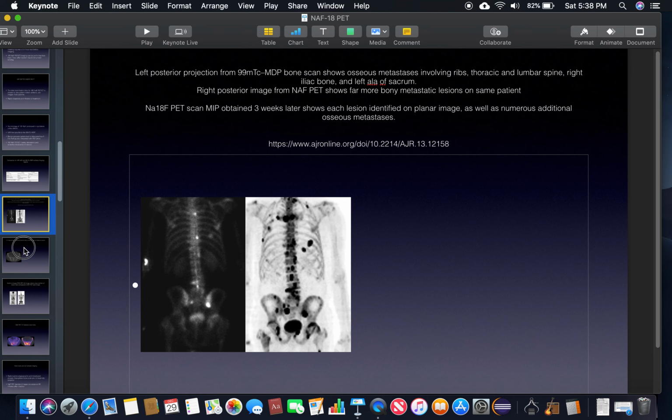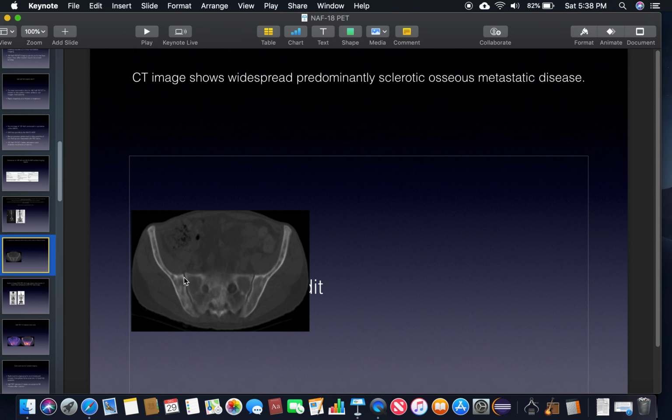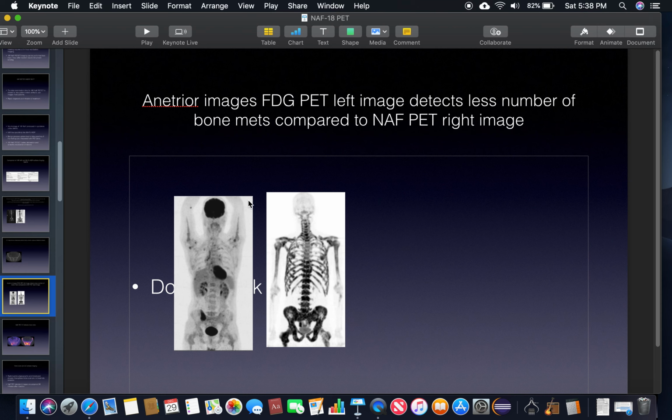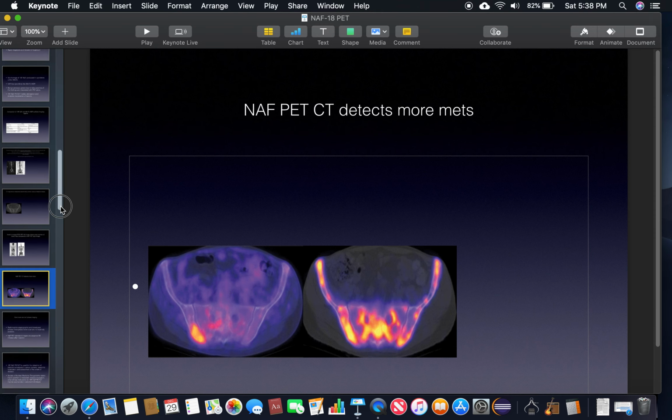Here is an example of a CT scan showing sclerotic bony lesions. And now, if you compare the PET FDG on the left to the NAF PET on the right, you find again there are multiple lesions that can be identified with NAF compared to the FDG PET. This is an illustration of sodium F PET CT, where you can see multiple bony lesions, and so that's an advantage of sodium fluoride.